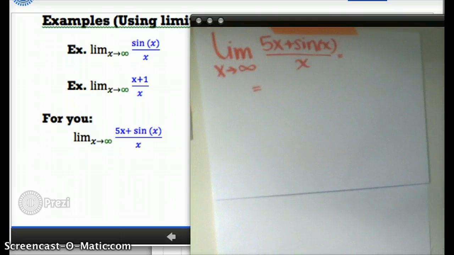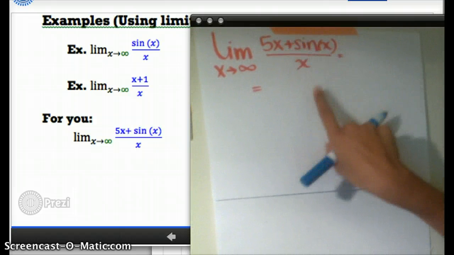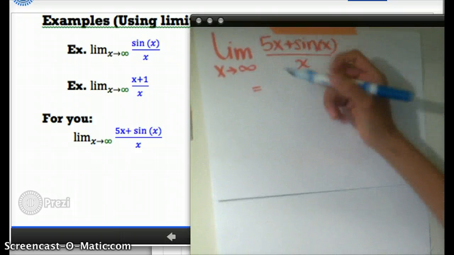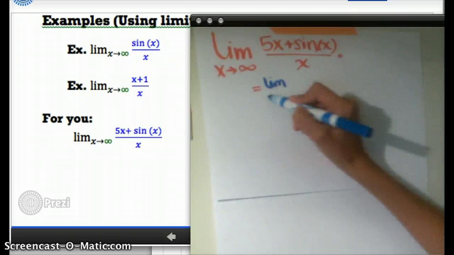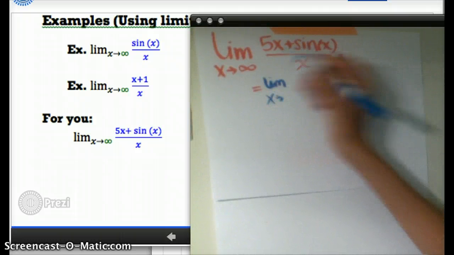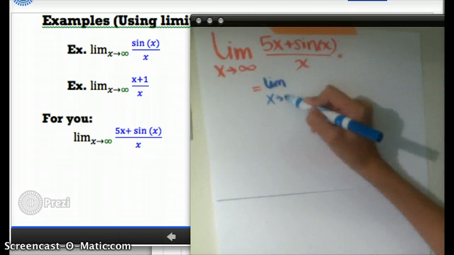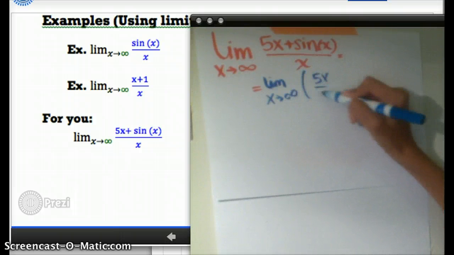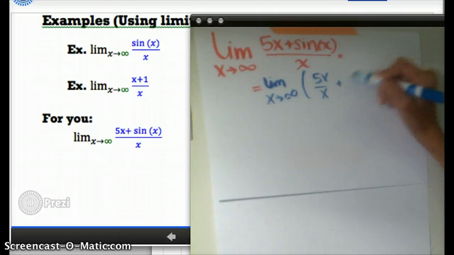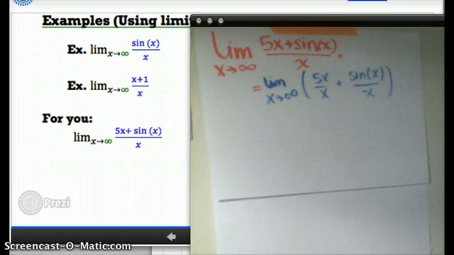Alright, this is a great one. I'm not sure how far you got, but here's what I would do. The first thing that I see is that plus, and I know that one thing I could do, although I don't know if it's going to help me, is I could rewrite this inside term, splitting out two fractions. So I've got the limit as x approaches infinity of 5x over x plus sine of x over x. And again, I'm just playing around with the algebra.